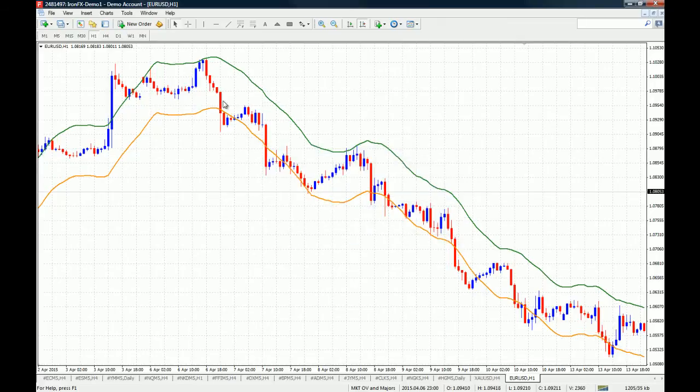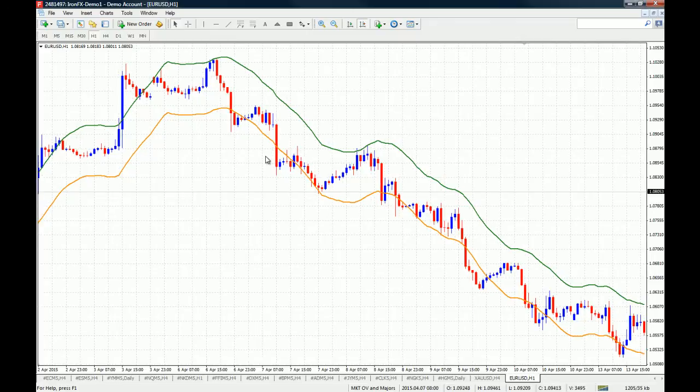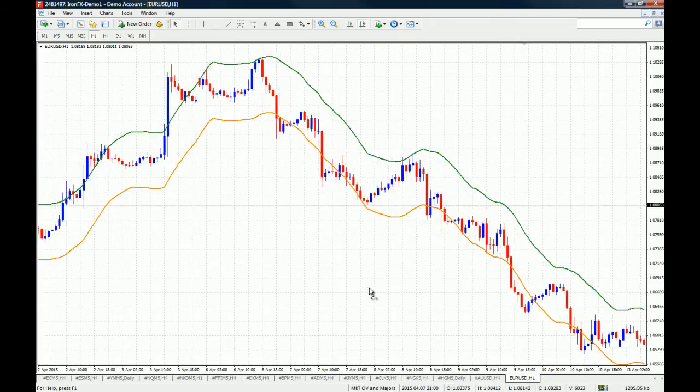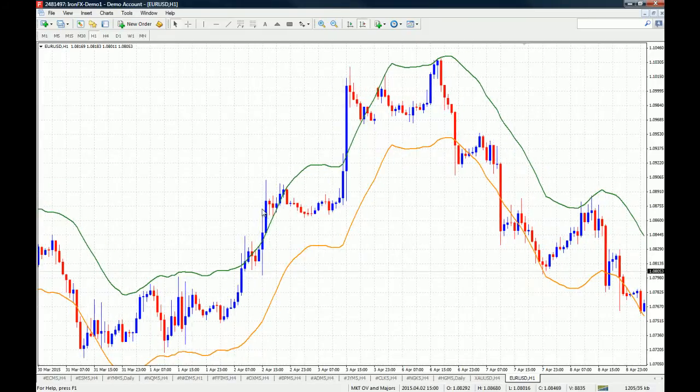If price is testing the lower boundary of the envelope, it means that we are in a down move. You can see that it tests the lower boundary of the envelope, then it moves back up. It tests the lower boundary again, then it moves back up. Now, when this happens, it means that we are in an uptrend, and on the contrary, when price is testing the upper boundary of the envelope, we are in an up move.